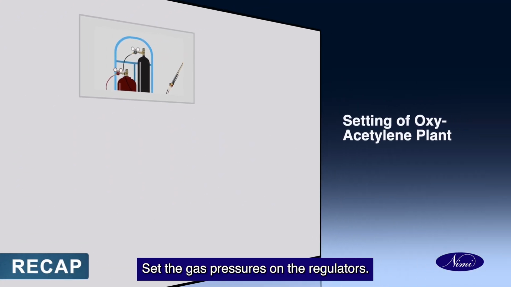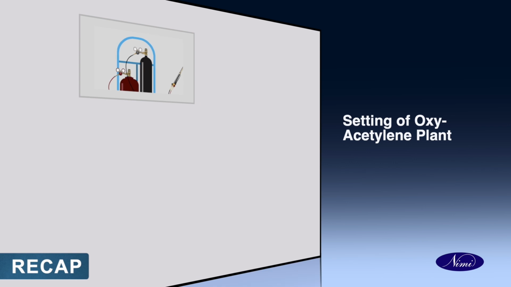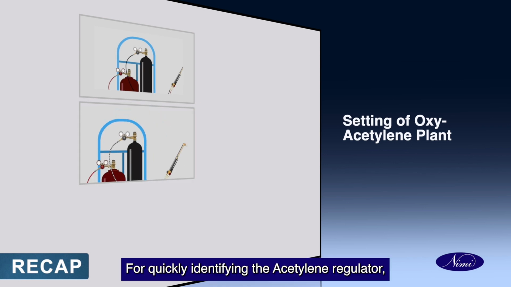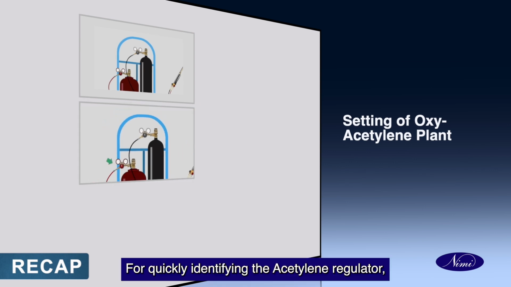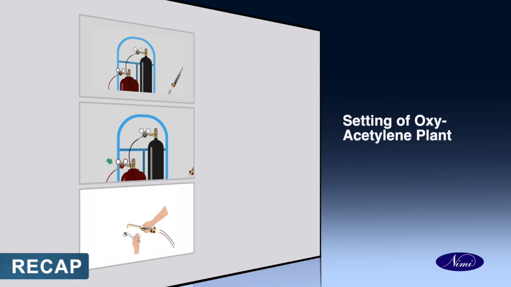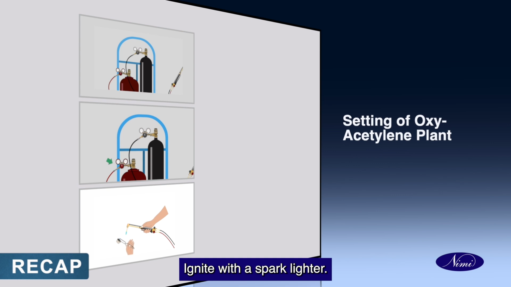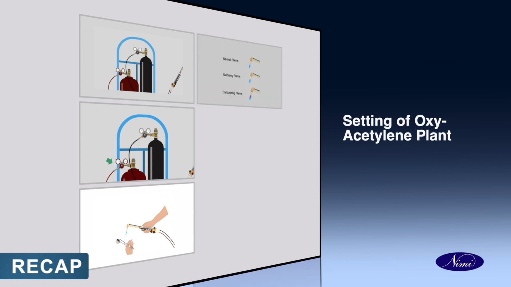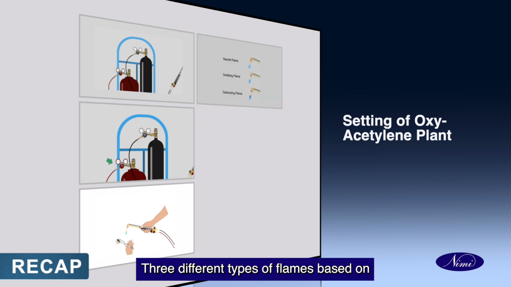Recap. Set the gas pressures on the regulators. For quickly identifying the acetylene regulator, a groove is cut at the corners of the butt. Ignite with a spark lighter. 3 different types of flames based on the ratio of oxygen with acetylene.